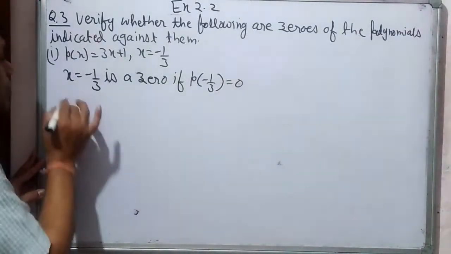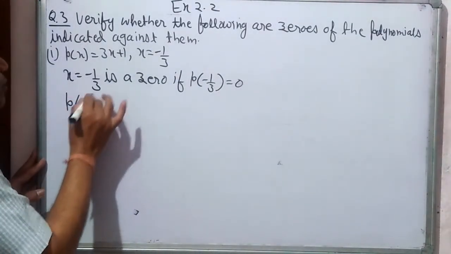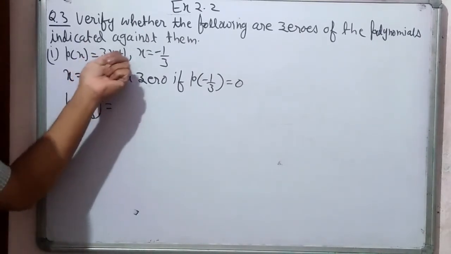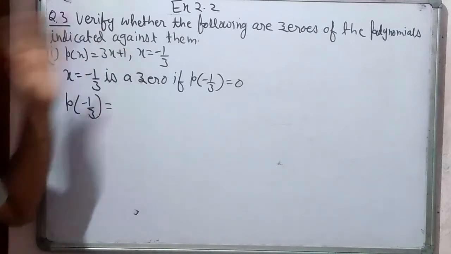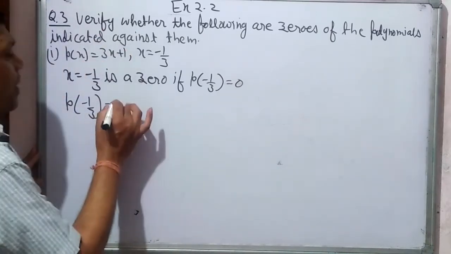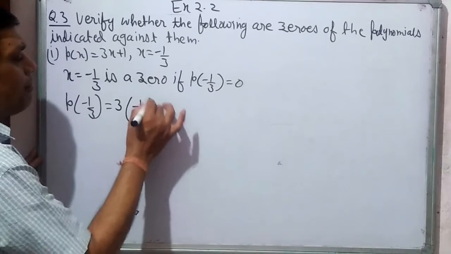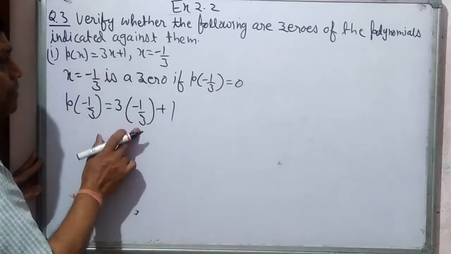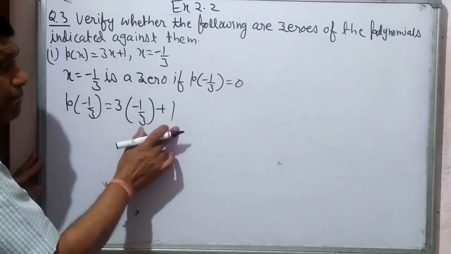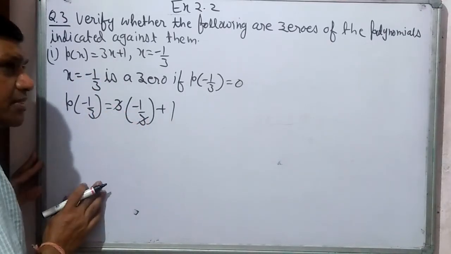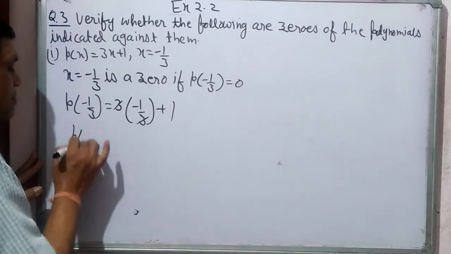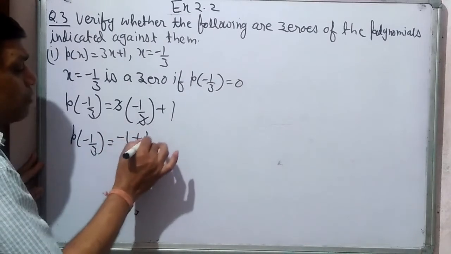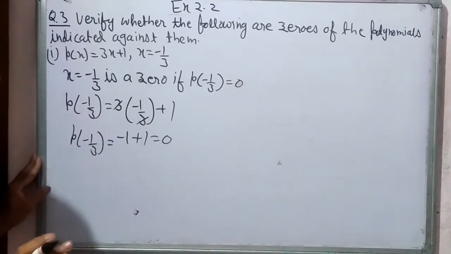So what should we do? We shall find the polynomial's value at minus 1 by 3. How shall we do this? We have to substitute minus 1 by 3 in place of x. That should be 3 multiplied by minus 1 upon 3 plus 1, 3 multiplied in place of x, minus 1 upon 3, plus 1. Can we cancel this? Yes. That means the polynomial's value at minus 1 upon 3 will be minus 1 plus 1, that is 0.